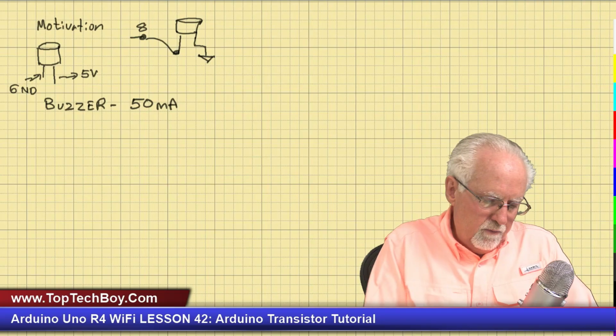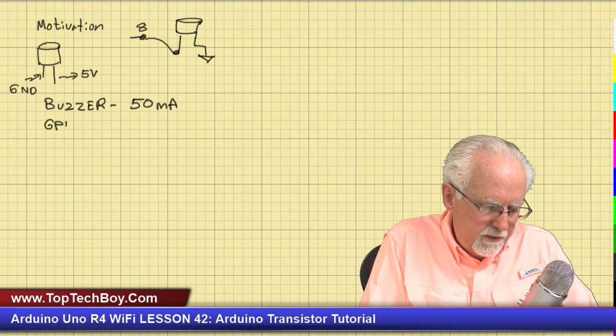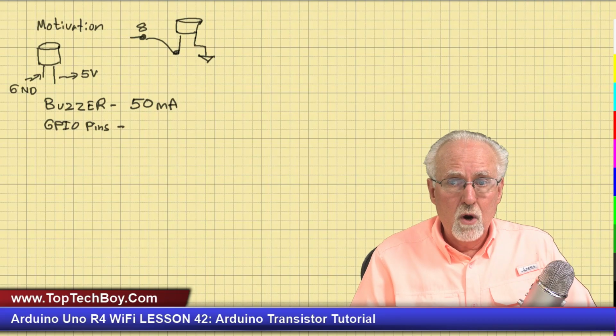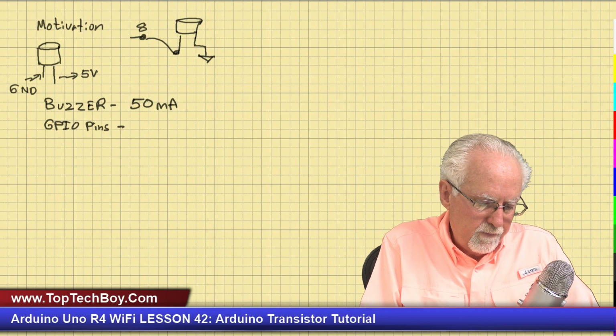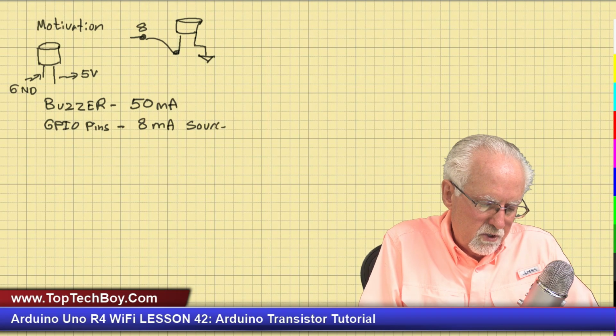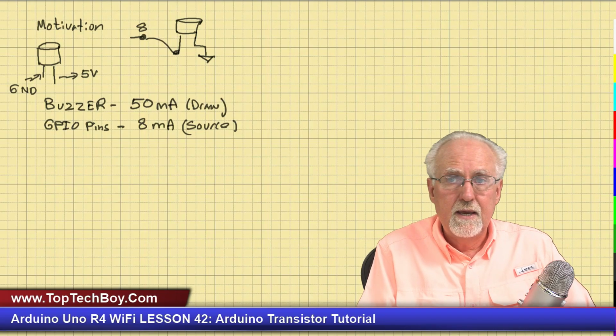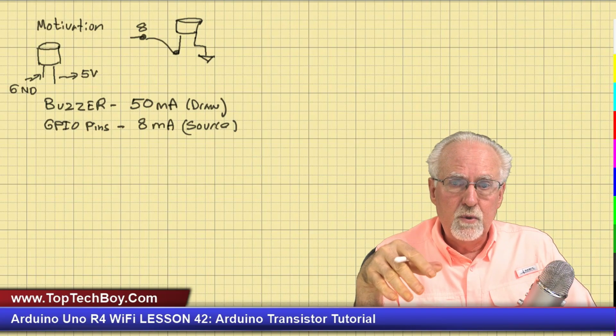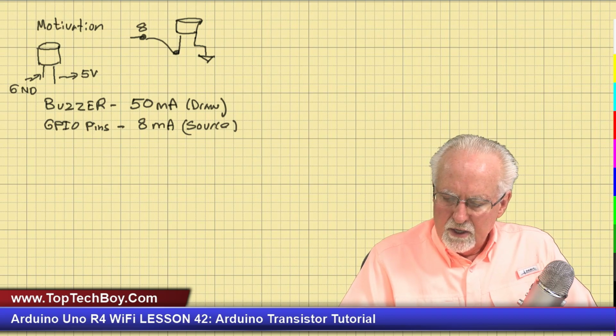And what do we know about the GPIO pins on the Arduino Uno R4? Remember, on the R4, they dropped the amount of current that you can source from the GPIO pins, and you can only source 8 milliamps. That's all you can source. But what the buzzer wants is to draw 50 milliamps. So if you just hooked it up in a straightforward way, very likely you would damage that GPIO pin.